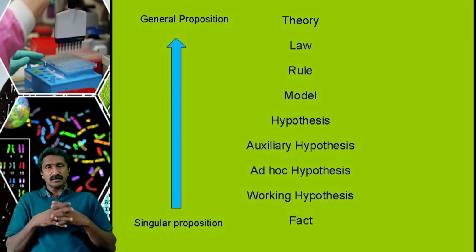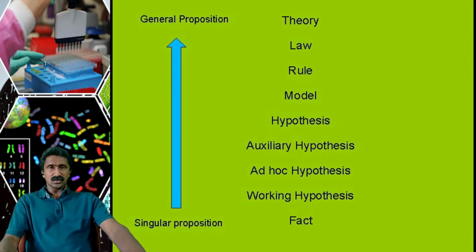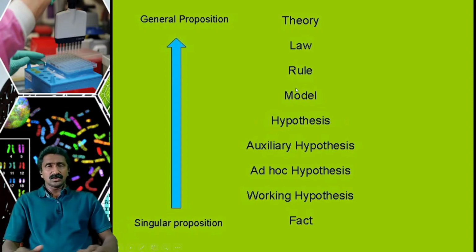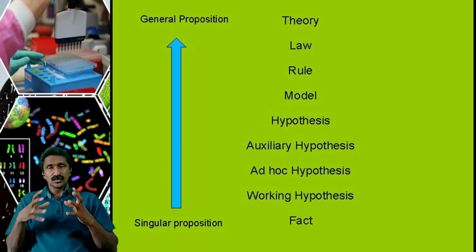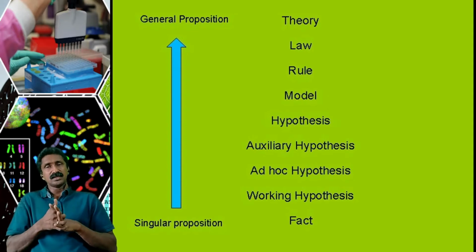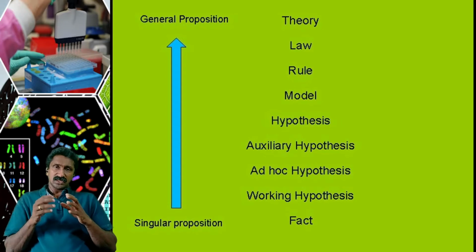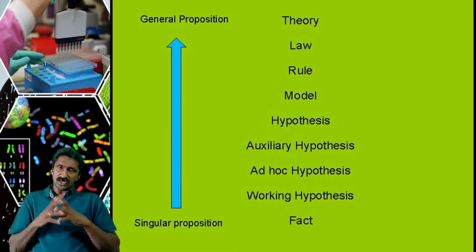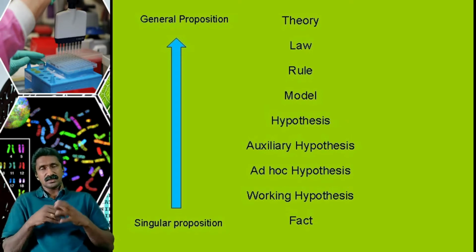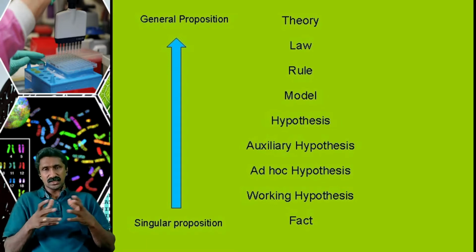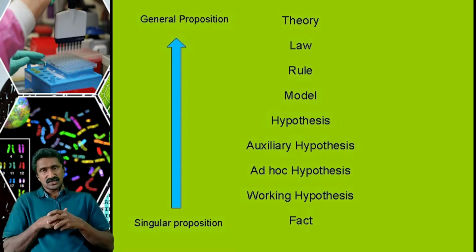Working hypothesis is required because we are attempting to generalize the fact so that we can finally make a theory of how it is occurring. If you want to explain that, you require a working hypothesis. And basically the working hypothesis, ad hoc hypothesis and auxiliary hypothesis, etc., were supporting the actual hypothesis. We will see the definition and explanation related with hypothesis and other related terms in the subsequent slides.